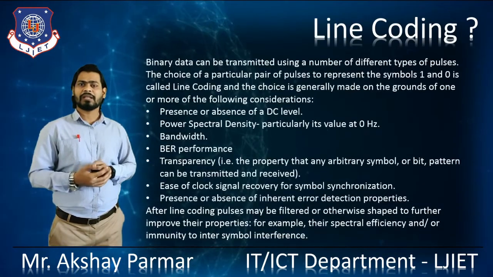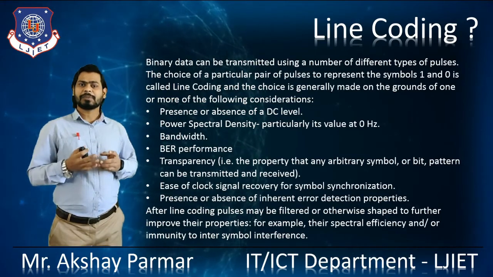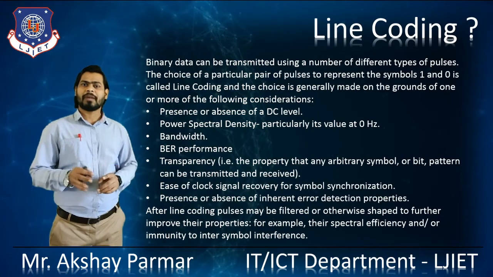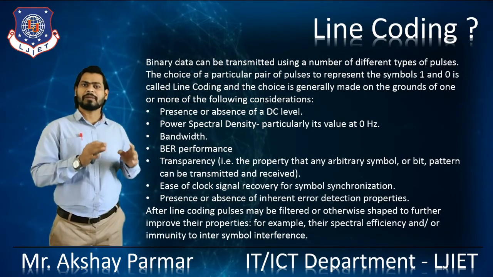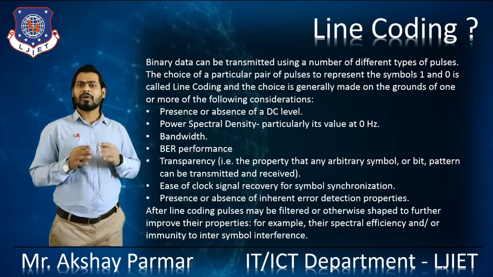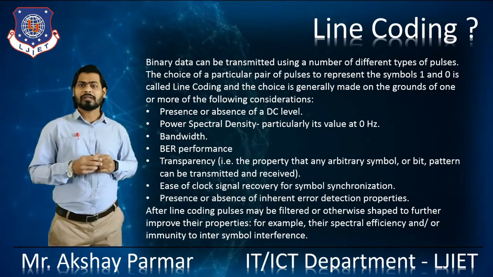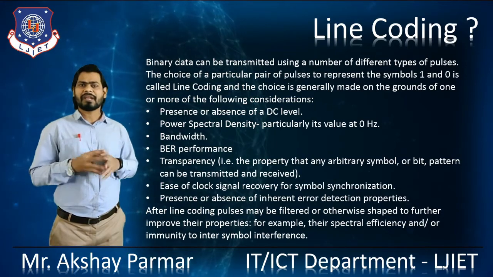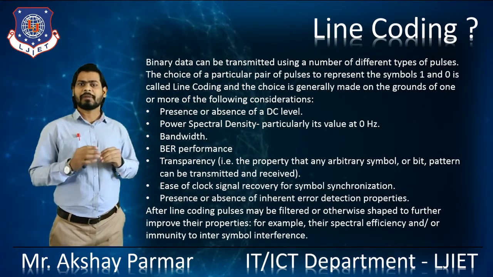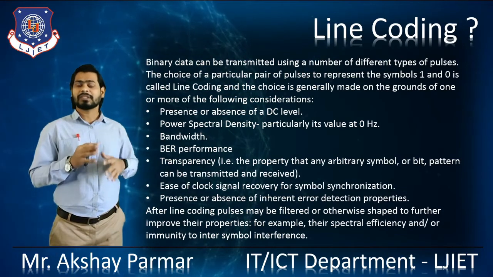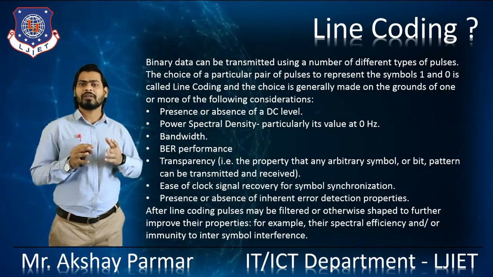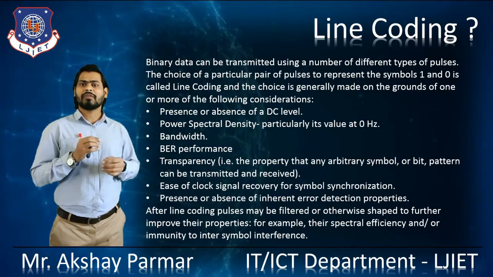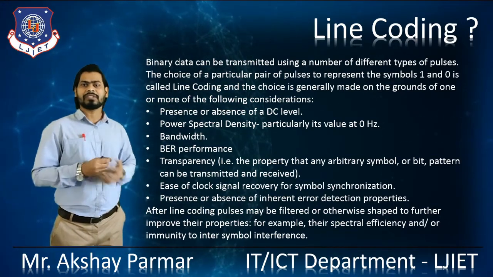After that, line coding, right? Binary data can be transmitted using a number of different types of pulses. The choice of a particular pair of pulses to represent the symbol 1 and 0 is called line coding, right? Let's repeat. The choice is generally made on the ground of one or more of the following considerations.